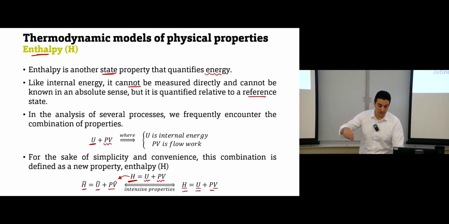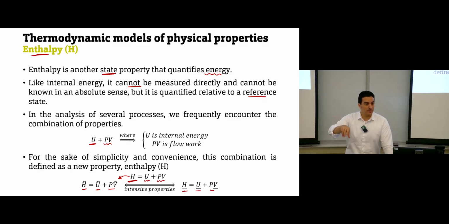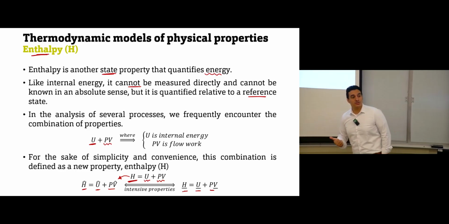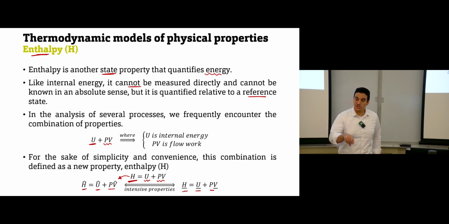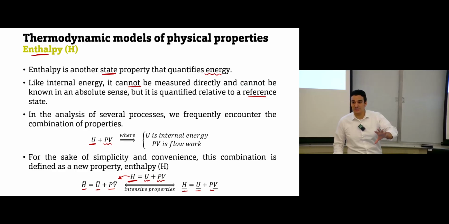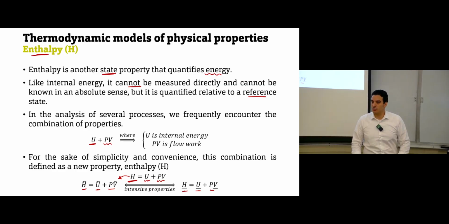So this is where it originates. Enthalpy is a property that quantifies energy, related to internal energy, and enthalpy is the summation of internal energy plus flow work. This is why, when you are analyzing a closed system, you will not see enthalpy in the equations. Because in a closed system we don't have mass in or mass out, so we don't have flow work. So the PV term does not exist.